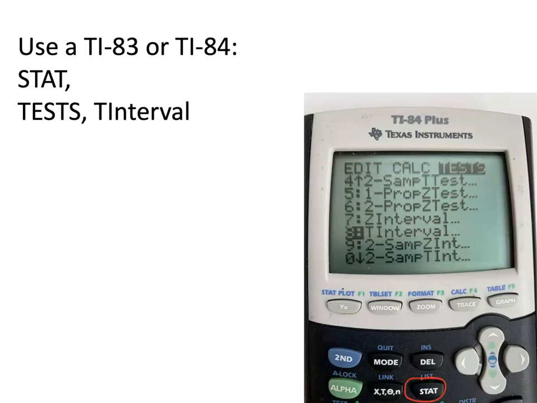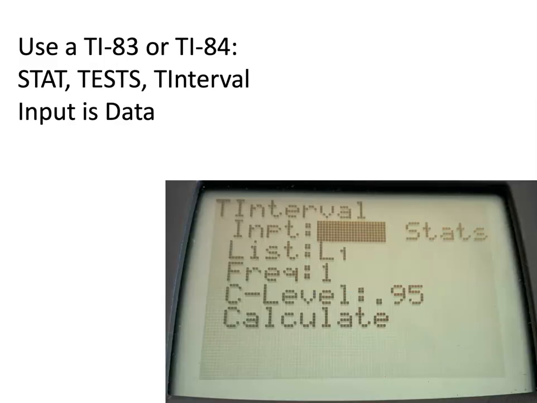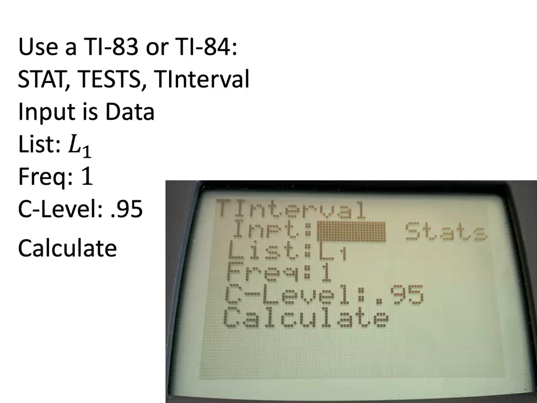And this time, instead of Edit, choose Tests. And under Tests, use T-interval. Okay, so stat, test, T-interval. The input in this case is data. So it's not stats, it's data because we have the raw data. Sorry that you can't see that very well, but sometimes life is like that. You have the raw data, so choose data under input. And you put the data in list L1.